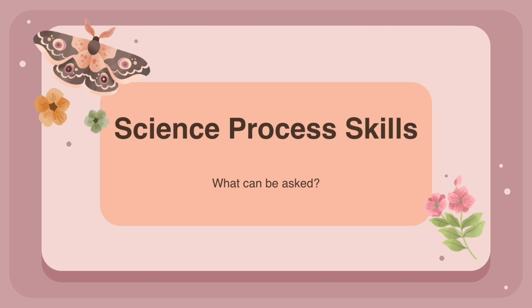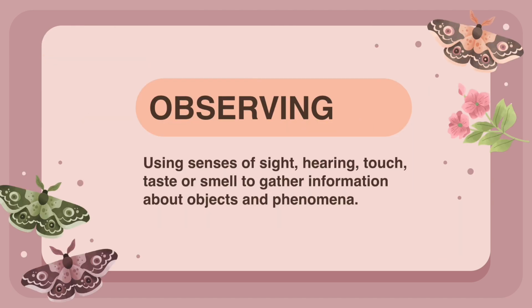Now, what are the science process skills that can be asked? Let's check together. The first science process skill that you need to master is observing. Observing means using your senses of sight, hearing, touch, taste or smell to gather information about objects or phenomena.